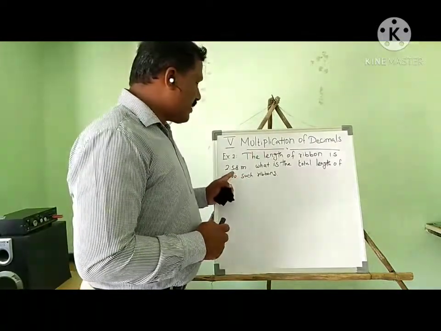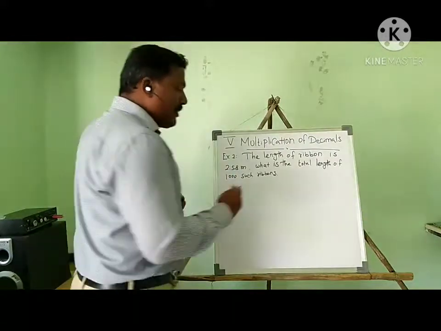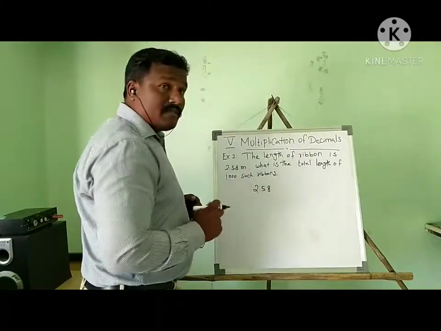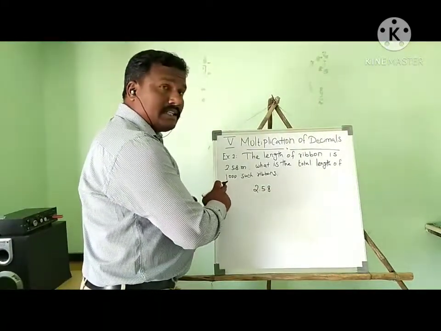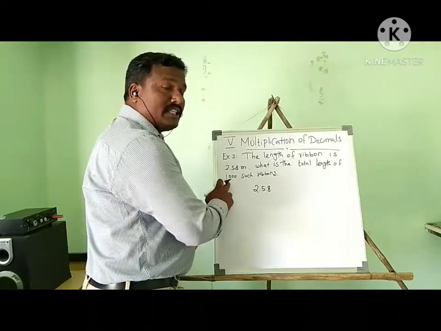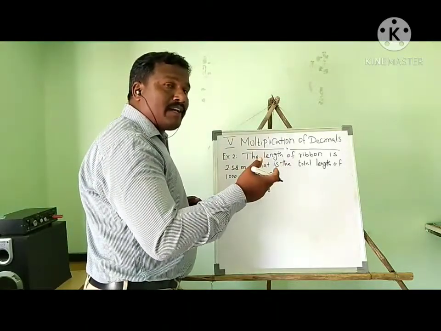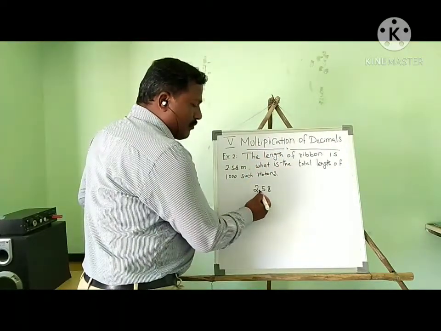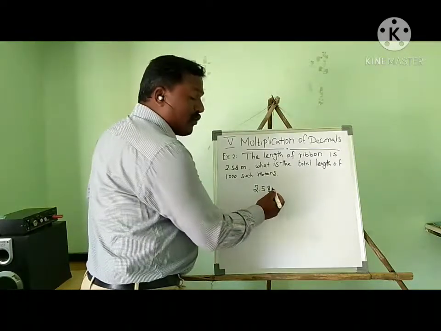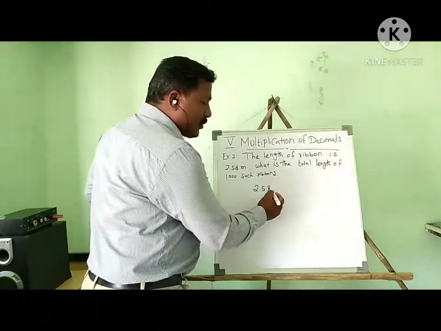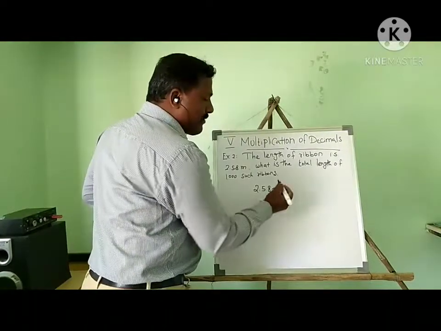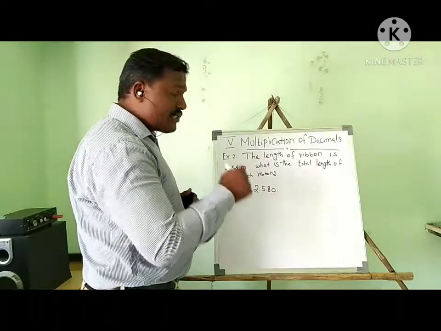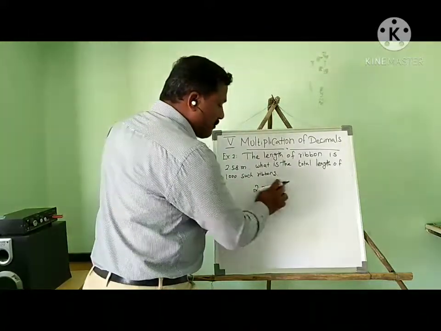So 2.58 is the sum. As per the third rule, when you multiply by 1000, you have to move the decimal point 3 places to the right. If you do here 1, 2, 3, you have to move 3 places. If you put 0, then the decimal point will come here. So 2580 is the answer.